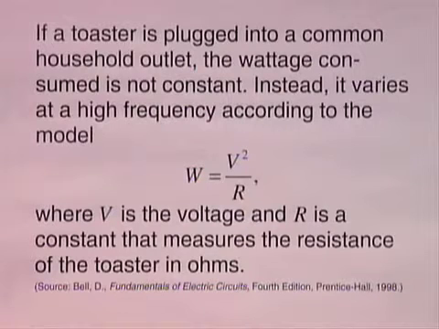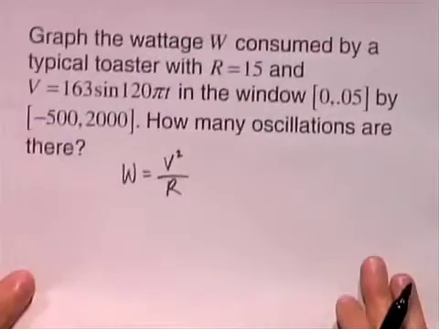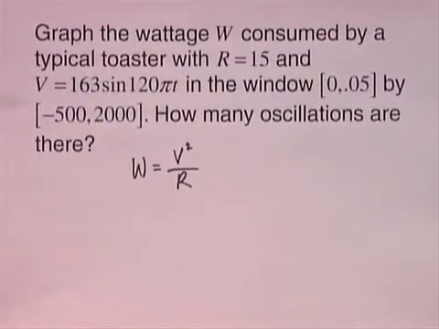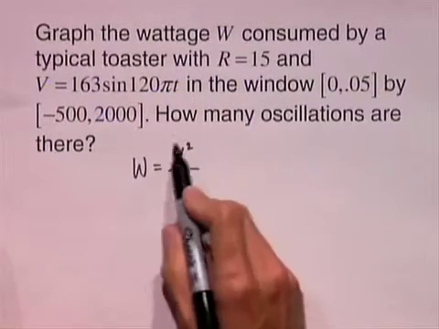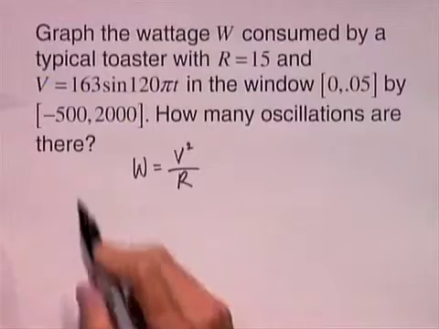Let's look at an application problem. If a toaster is plugged into a common household outlet, the wattage consumed is not constant. Instead, it varies at a high frequency according to the model W equals V squared over R, where V is the voltage and R is a constant that measures the resistance of the toaster in ohms. What we want to do is graph the wattage W consumed by a typical toaster with R equal to 15 and V equal to 163 sine 120 pi t in the window 0 to 0.05 by negative 500 to 2000. And then we want to count how many oscillations there are in that window.